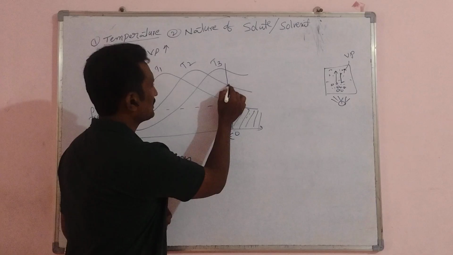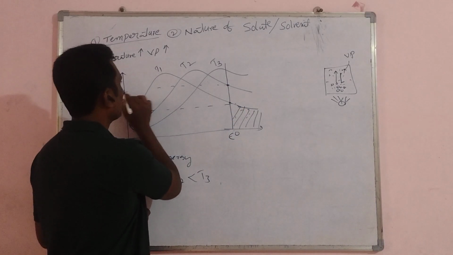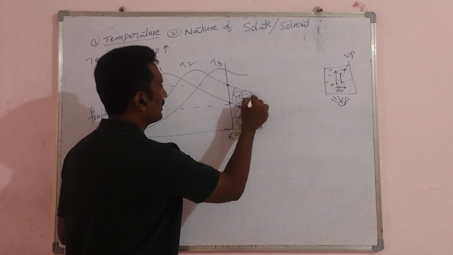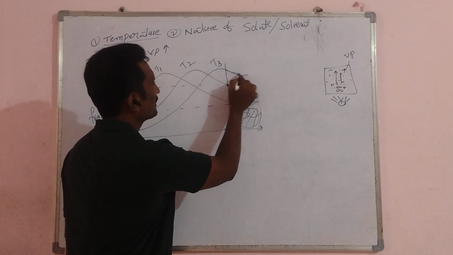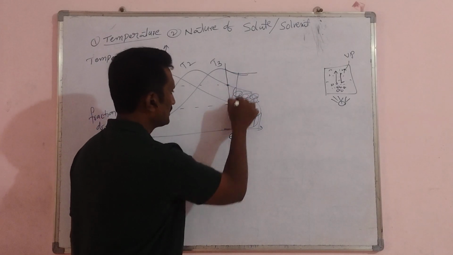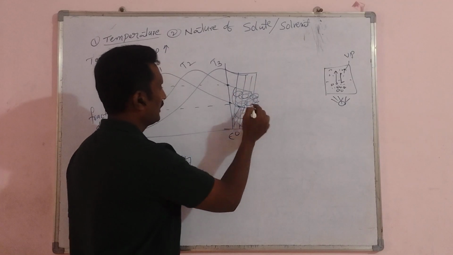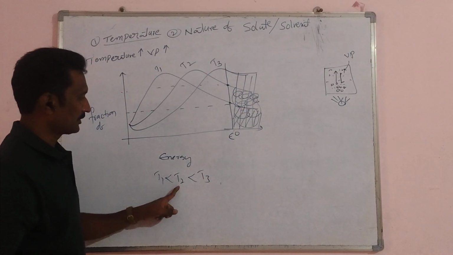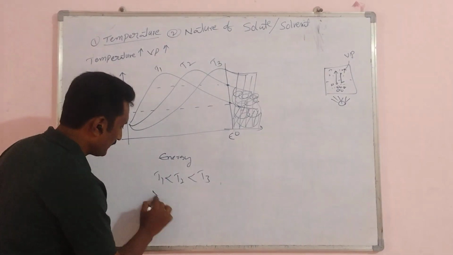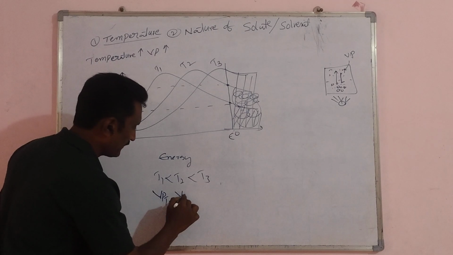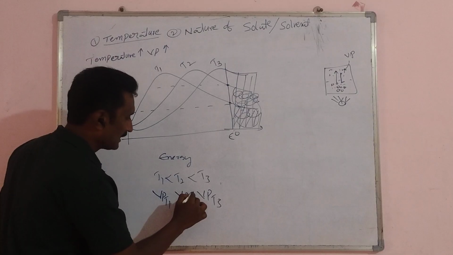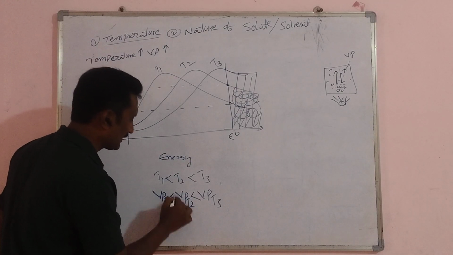When we increase the temperature, this is T2. At T2, how many particles are involved? This total number of particles are involved in the boiling process. Then at T3 temperature, these are the number of particles which can be involved in the boiling process. How can we show that? See, this is the total area. So at T1 temperature, T2 temperature, T3 temperature, on increasing the temperature, vapor pressure increases. So vapor pressure at T1, vapor pressure at T2, vapor pressure at T3. Obviously, T3 is greater than T1 and T2, and T2 is greater than T1.